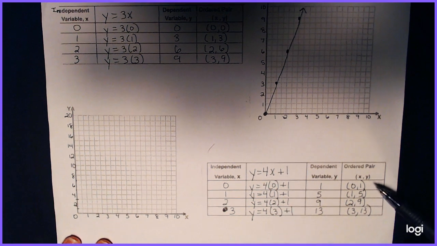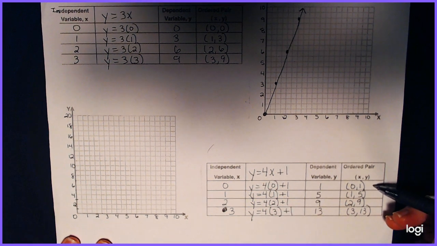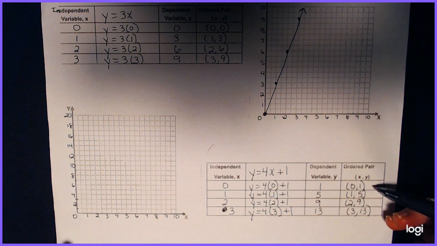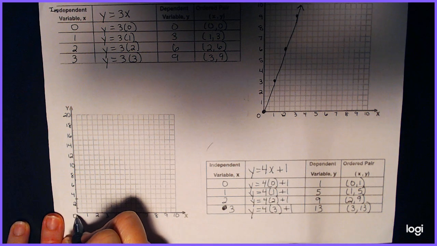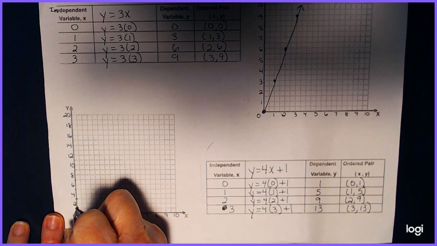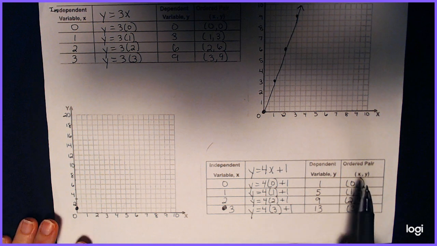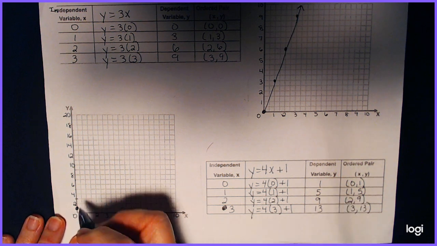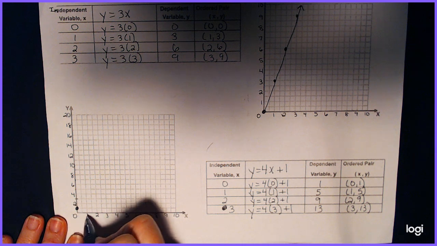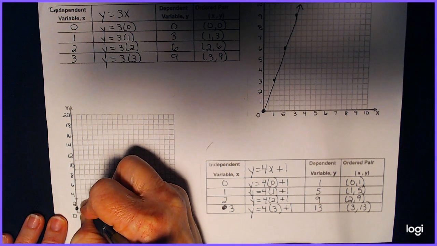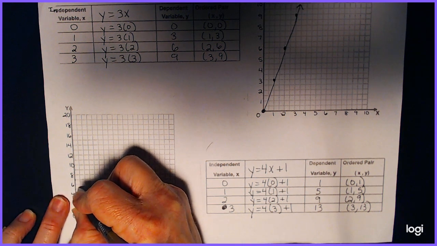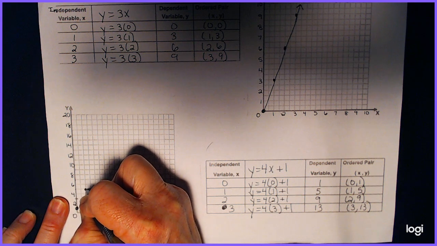But we're going to go ahead and plot our first ordered pair, which happens to be 0, 1. So we're going to go over here, and we're going to go over 0, up 1. So let's go over 0, up 1, and we're going to put a dot right there. All right, let's do our next one. Our next one is over 1, up 5. So this time we're going to go over 1, and I'm going to go up to, oh, look, 5 is going to be in between 4 and 6. So it's going to be right there.